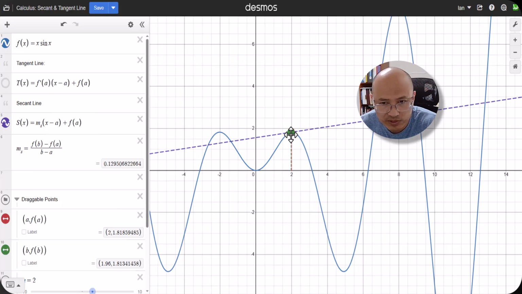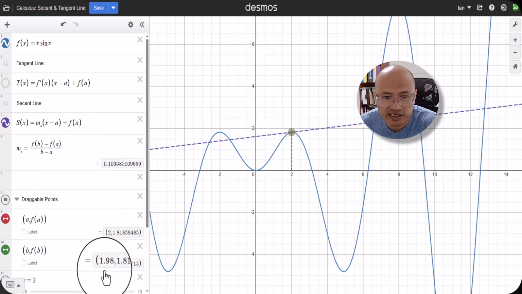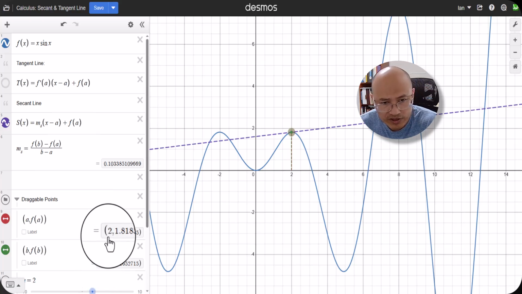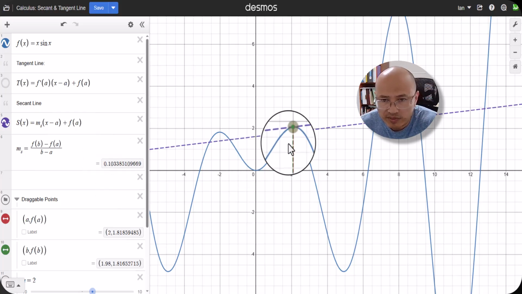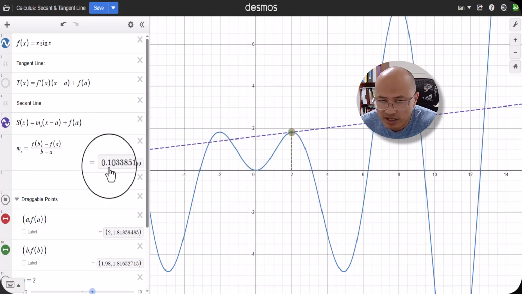I think it's going to be 1 and 96/100ths. Oh, I got 1 and 98/100ths. And notice I'm very close to 2 from the left-hand side. And let's look at the slope of the secant line. This is at about 1/10. From the right-hand side, we got as close as 6/100ths.